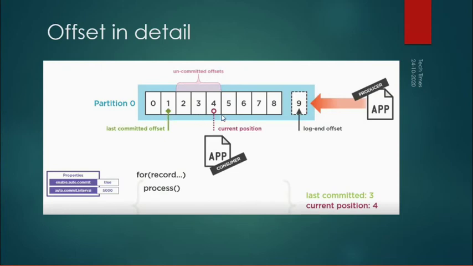Now we are reading messages at position 4 and the last committed offset is 1. So there are two positions, 2 and 3, which are read and processed but not committed. Therefore, in case of consumer failure, it will start consuming messages from position 2 since it was not committed. This is the reason why you should have proper offset management.